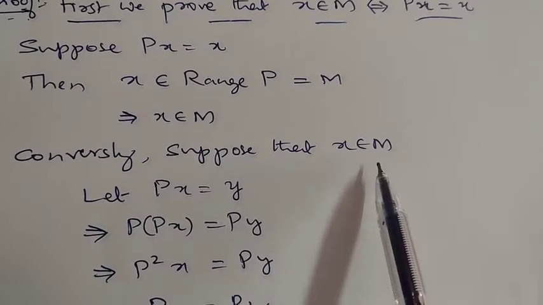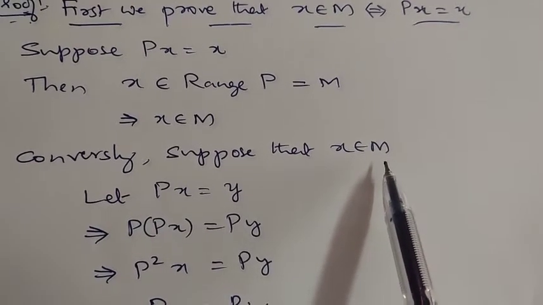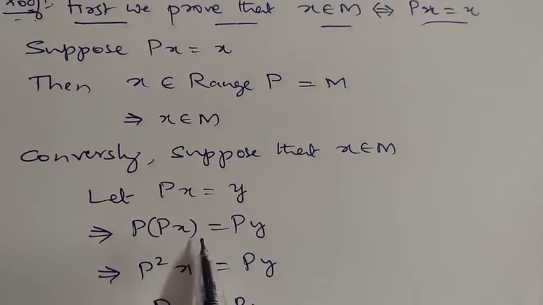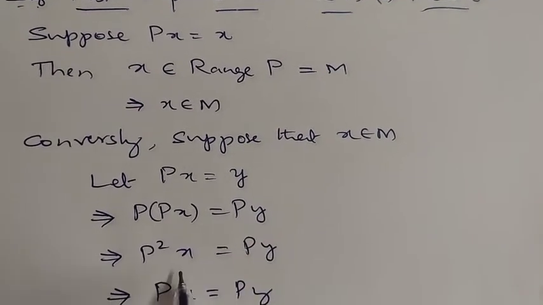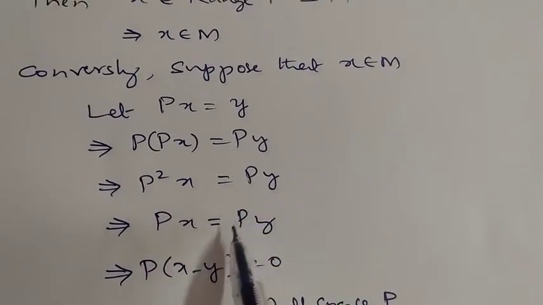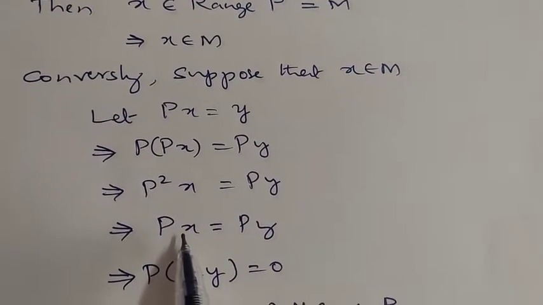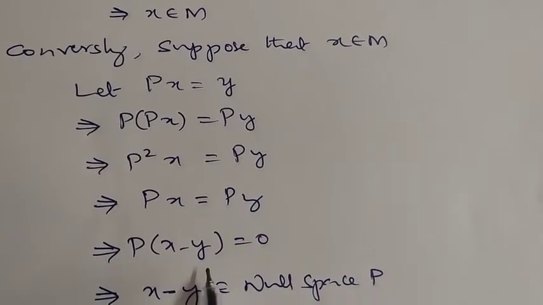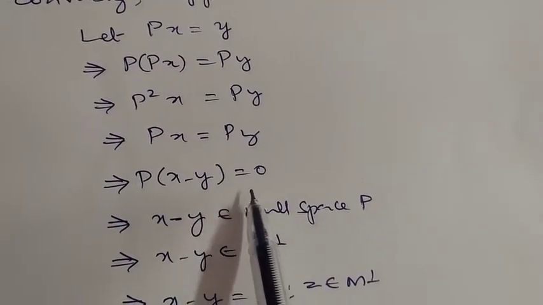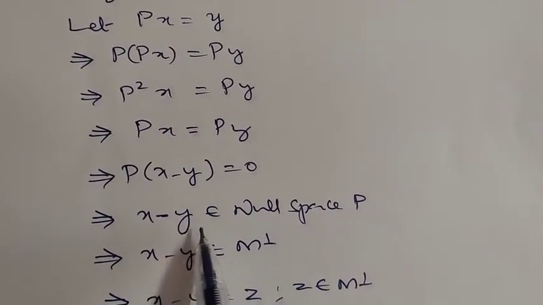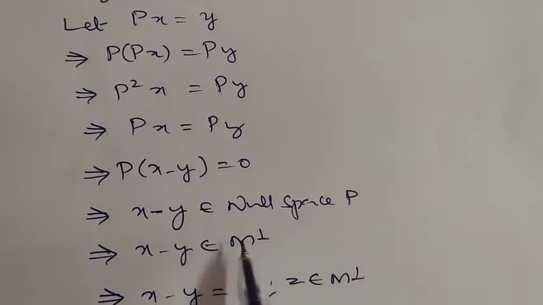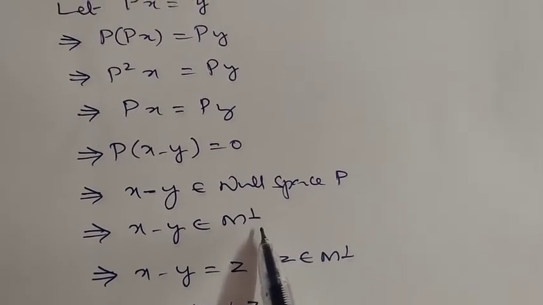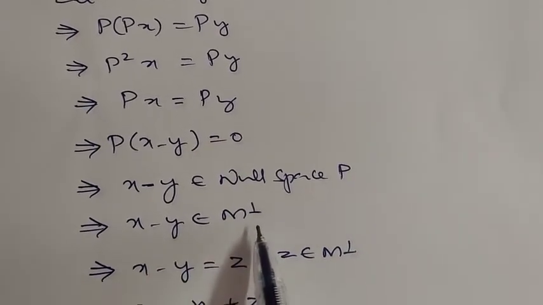Now X belongs to M means X belongs to the range of P. Range of P means, say, let P of X is equal to Y. This implies P of X is equal to P of Y, so P square of X is equal to P of Y. P square is P itself because P is a projection. So P of X is equal to P of Y. This implies P of X minus Y is equal to 0. Now P of X minus Y is equal to 0 means X minus Y is an element of null space of P. So what is the null space of P? Null space of P is nothing but orthogonal complement of M, which is M perp. Means X minus Y belongs to M perp.